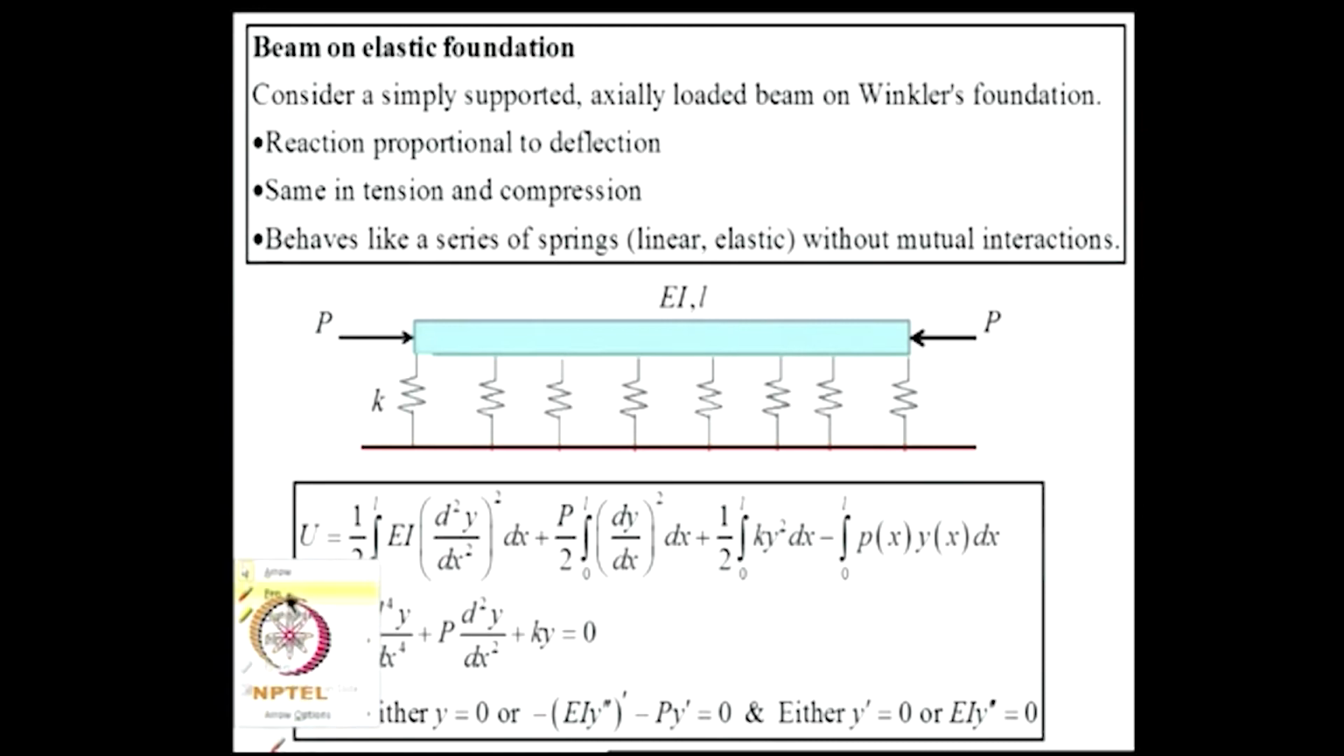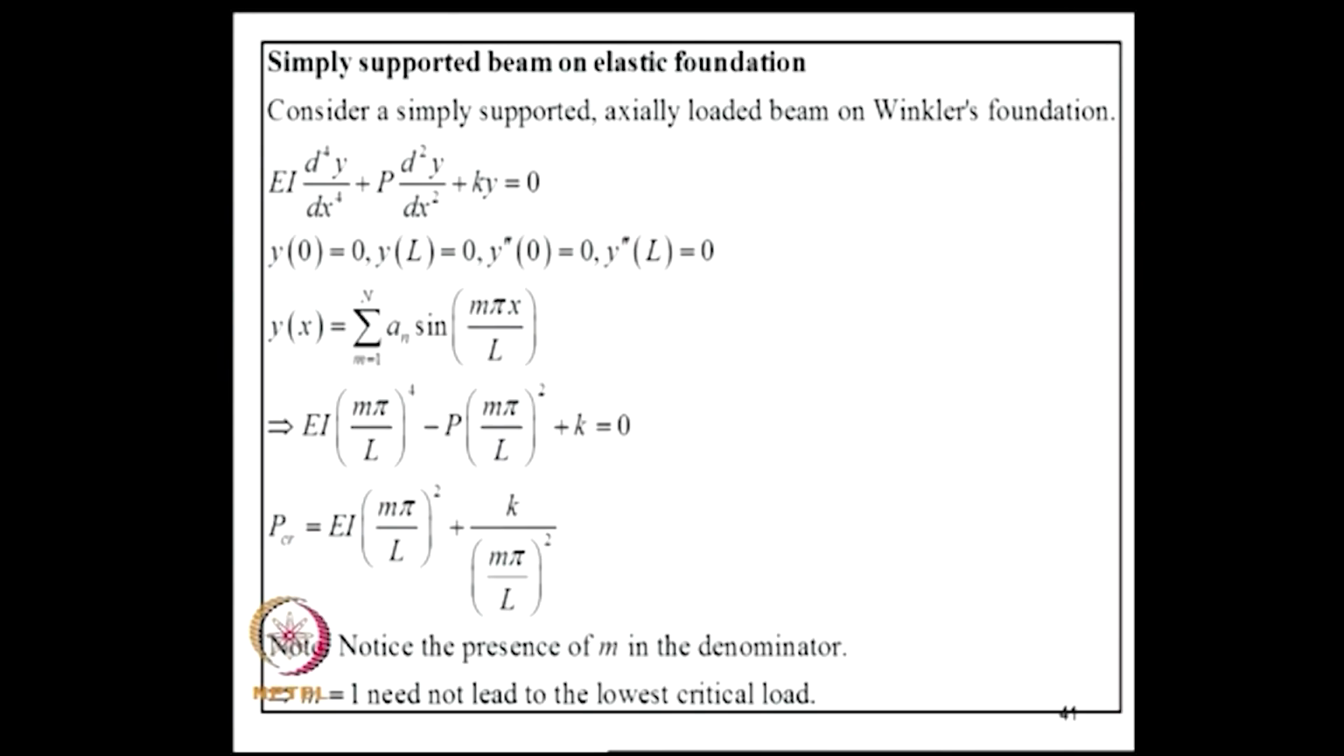Suppose you assume p of x to be 0, we get this field equation, and these are admissible boundary conditions. You can put it in the Hamilton's principle and derive this and derive the appropriate boundary conditions. Now, as I said, let us consider a simply supported beam on elastic foundation, which carries axial load. So, the governing equation will be of this form.